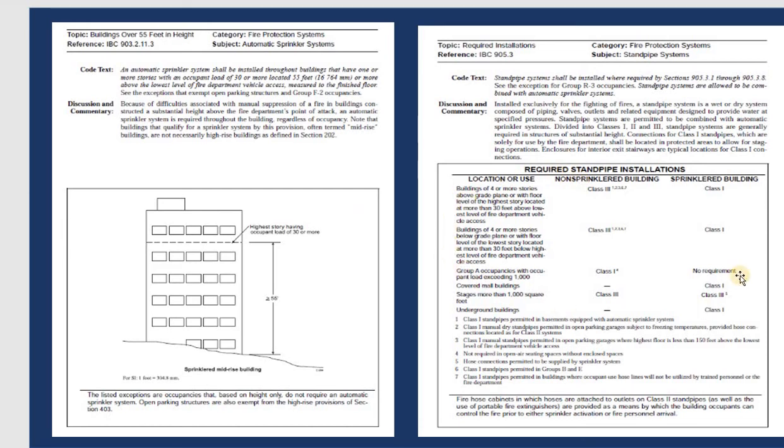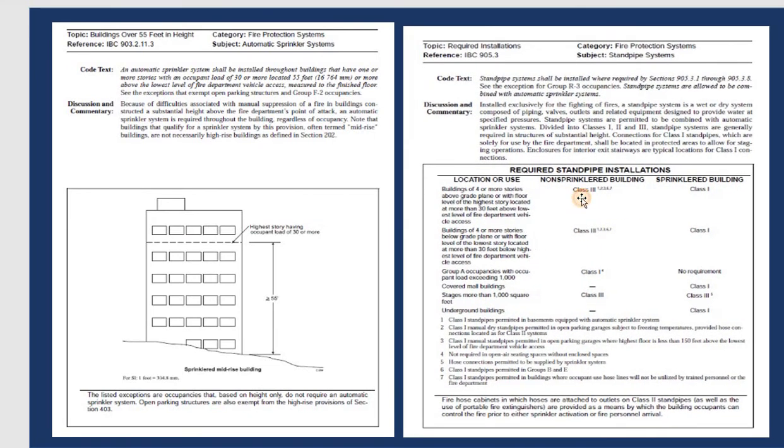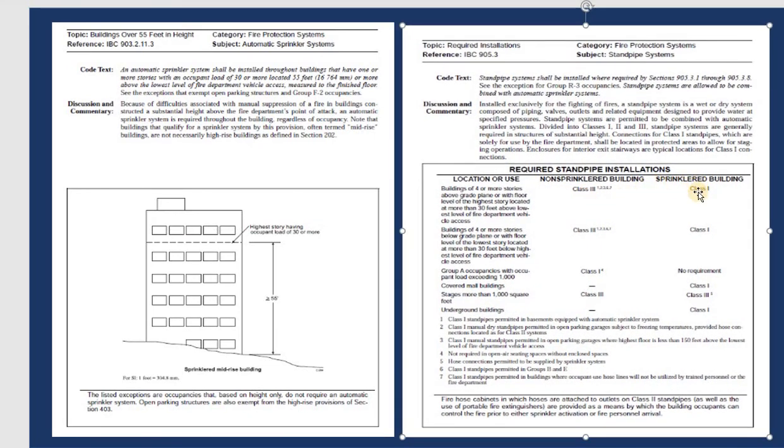In this table, they show you the standard for installation for non-sprinkler or sprinkler buildings, depending on each of them. So you can use the construction class for a building of 4 or more stories above grade, with the floor level of the highest story located at more than 30 feet. If you use a non-sprinkler system, we use class 3 construction, but if you use a sprinkler system, you can reduce the construction class to class 1.